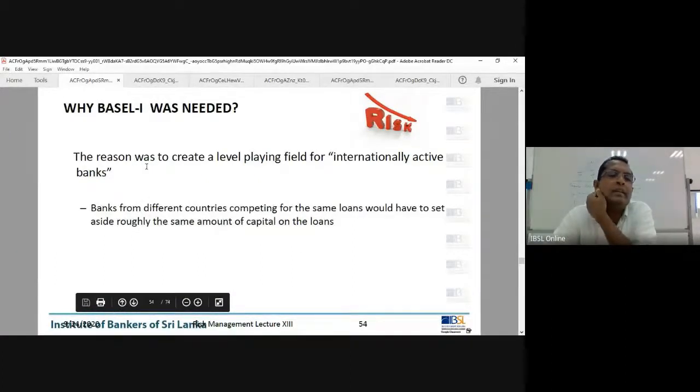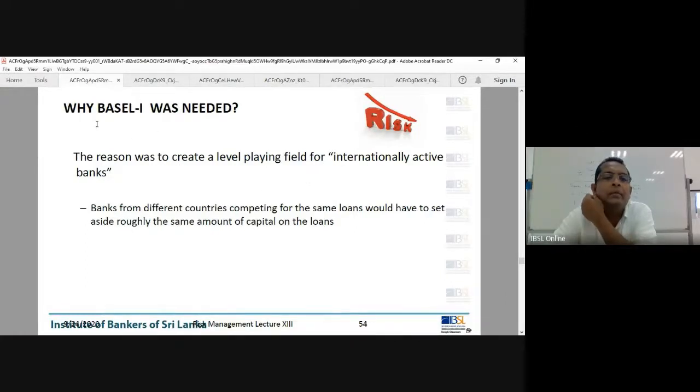This we discussed. The reason was to create a level playing field for internationally active banks. Why Basel was needed: banks from different countries competing for the same loan would have to set aside roughly the same amount of capital.